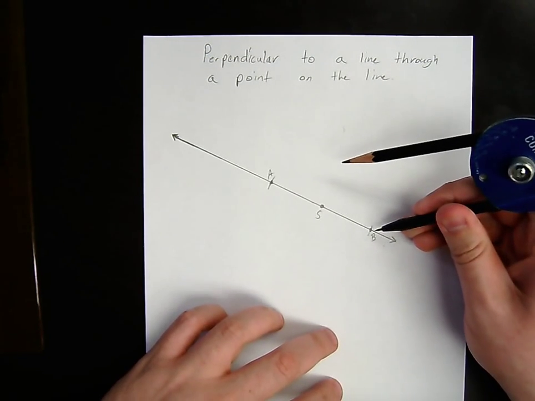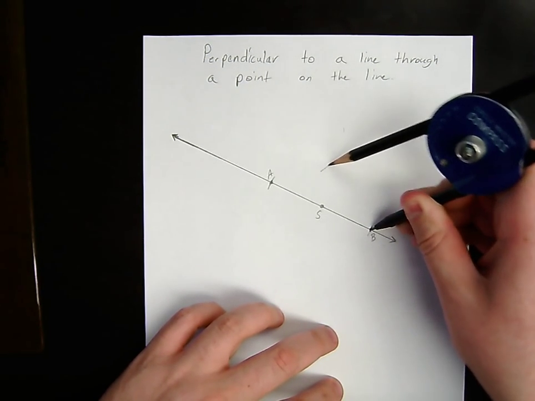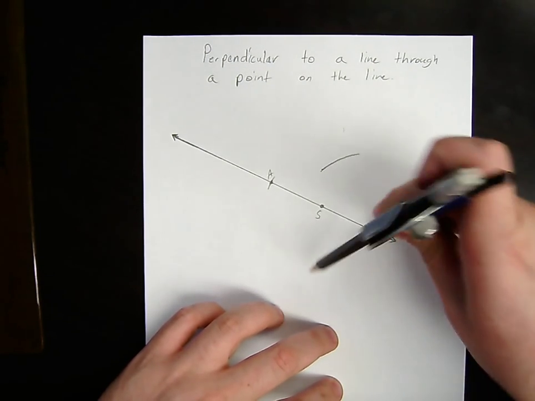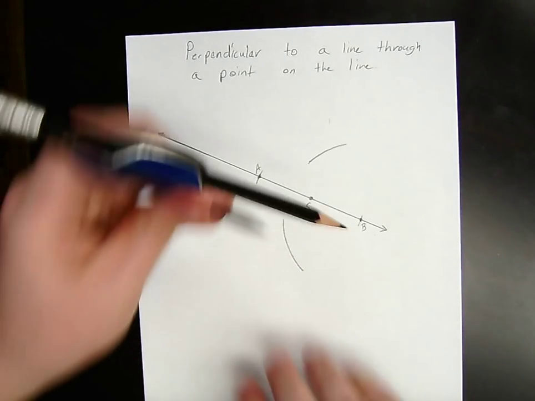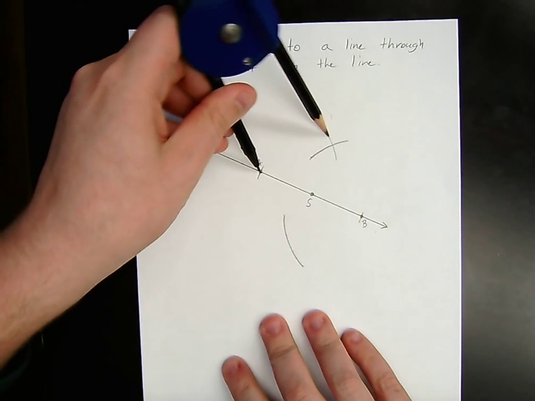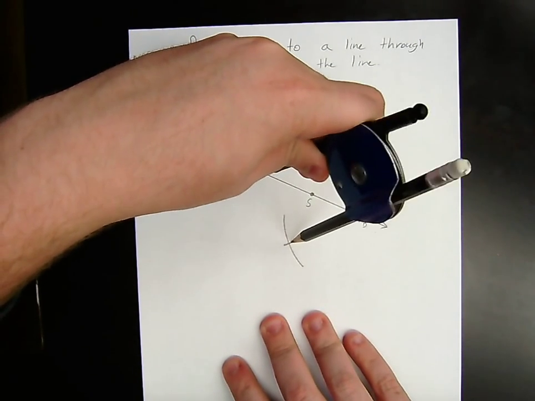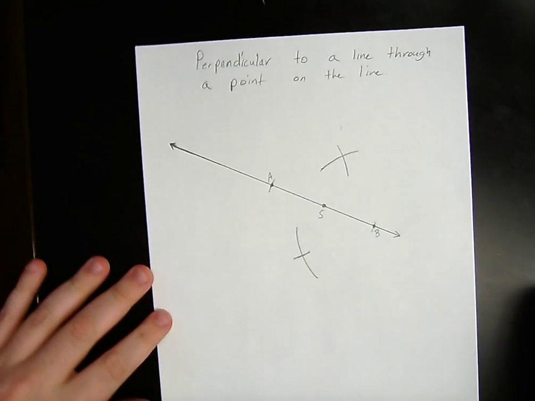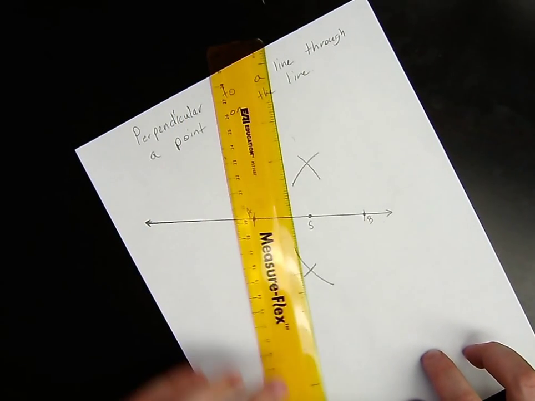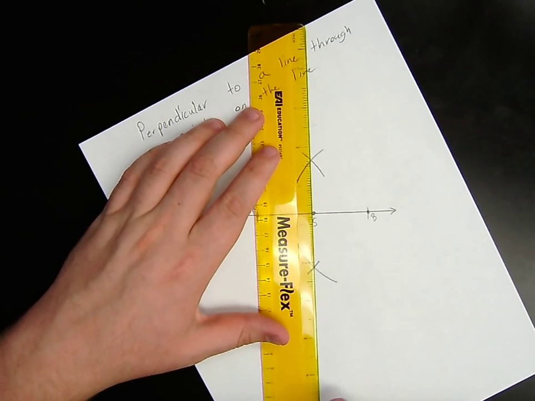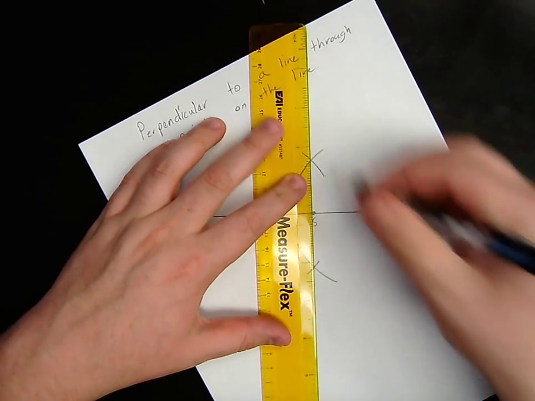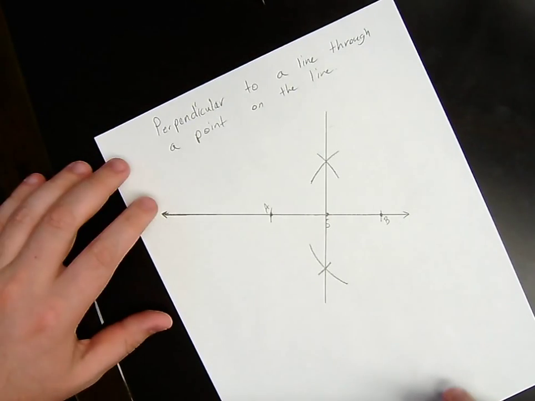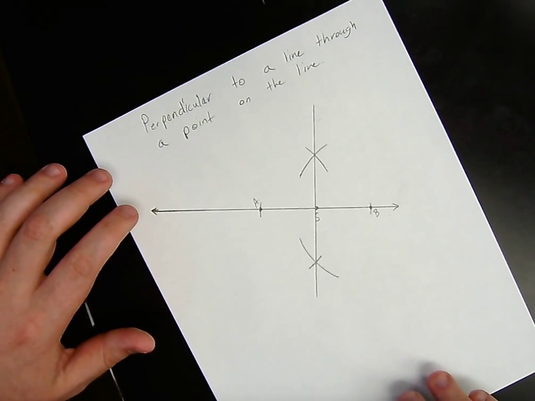Open the compass a little more than halfway, make an arc above, an arc below, go to the other side, make an arc above, and an arc below. And again, you have a way to check, because when I connect these intersections, they should go through point S if I've done it correctly. And you can see it goes through. It's a little off, but that's totally fine.